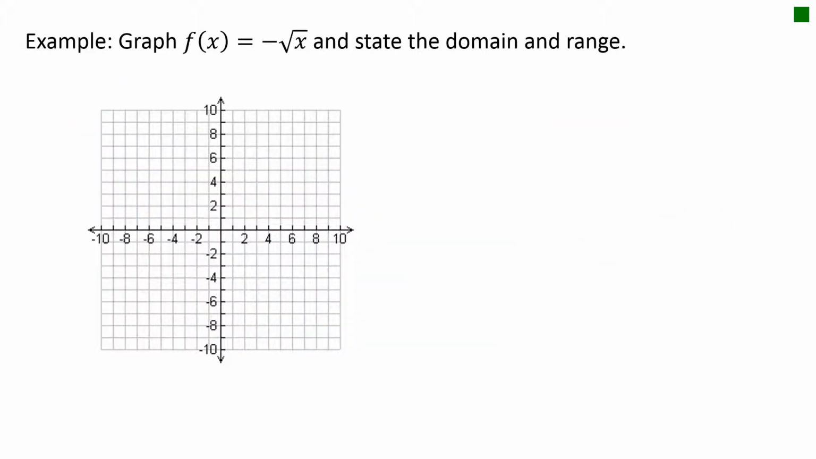For the second example, we're going to follow the same strategy, which is we're going to graph this function using a table of values, and then we're going to state the domain and range. So let's just start by setting up a table of values, x, y. And again, we're going to pick values based on what's underneath the square root sign, something that we can take the square root of nicely.